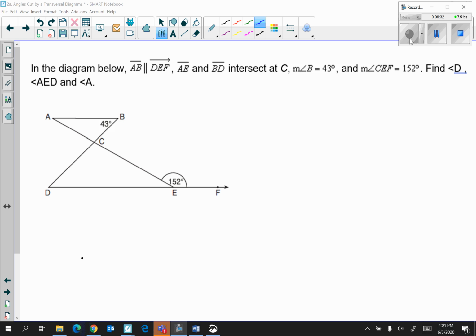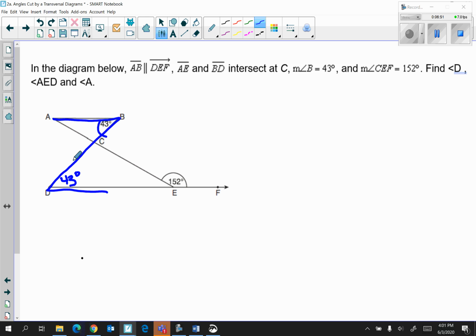So if we notice here, we have parallel lines and they're cut by a transversal. So I see a lot of Z's. So I'm going to outline a few of them. Here's a Z, which means if this is 43, then this has to be 43.